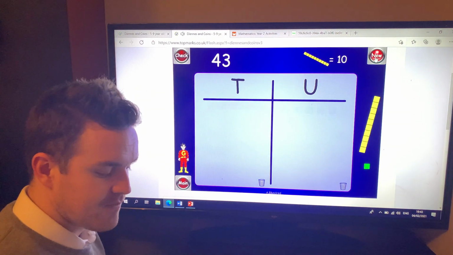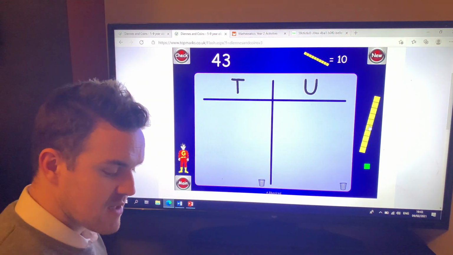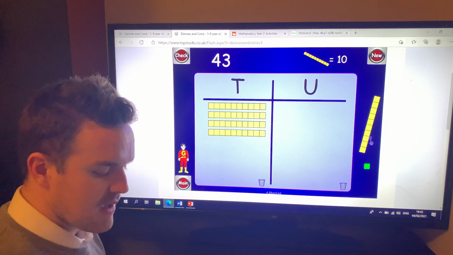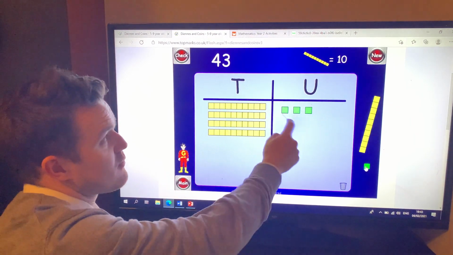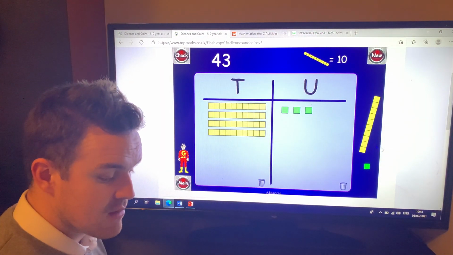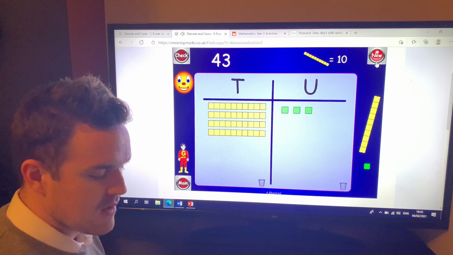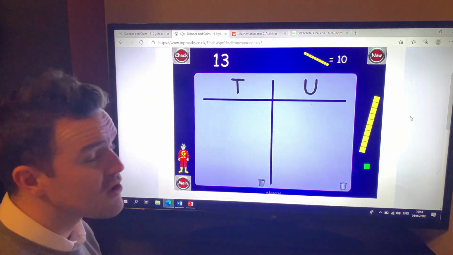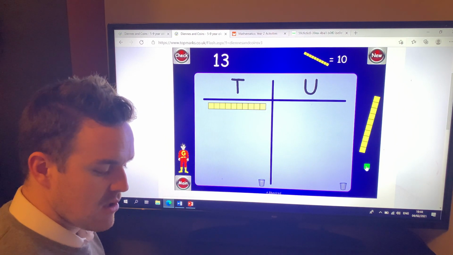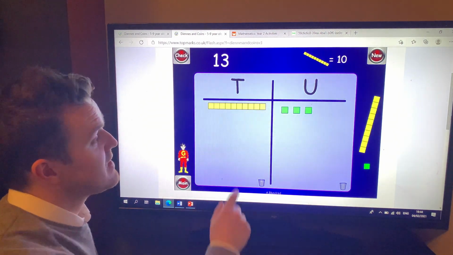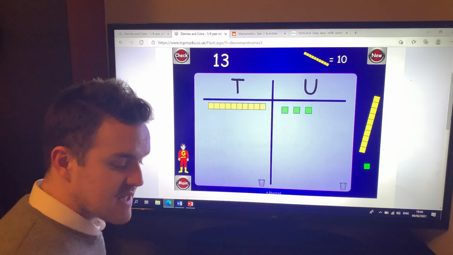Let's do another one. Okay, 43. So we've got 4 tens and 3 units. 10, 20, 30, 40. And my units, 1, 2, 3. 4 tens, 3 units, 43. Do one last one. Check that one, see if we got it right. Got 13, another teen number. So 13 is a group of 10 and 3 extra ones. 10. 1, 2, 3. Let's check if that's 13. I know that's 10, so I don't need to count it. 10, 11, 12, 13. Okay.